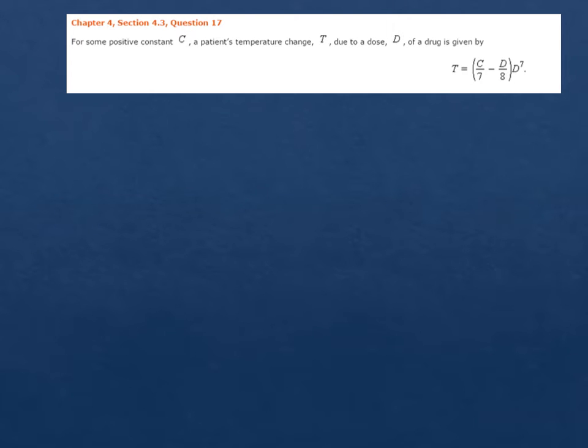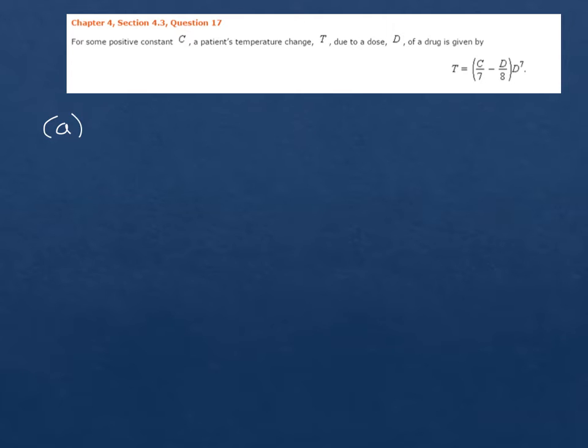All right, I'm given this function, and this is Wiley Plus 4.3 homework, and it says for some positive constant C, a patient's temperature change T due to a dose D of a drug is given by this particular function. I don't have all the questions here, but part A wants to know what dosage maximizes, that tells me right away I'm going to find a critical point, but what dosage maximizes the temperature change?